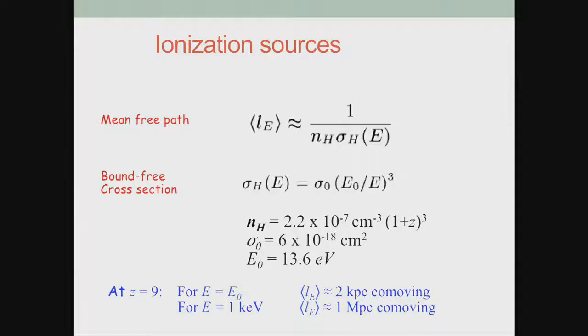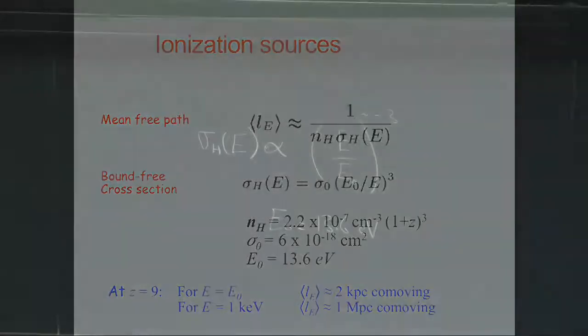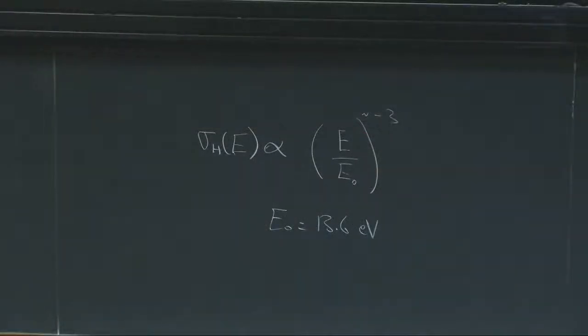for Lyman alpha absorption. Now, the absorption cross-section is energy dependent, and it roughly goes like energy to the minus 3. In other words, sigma of H as a function of energy is proportional to E over E0 to the power of roughly minus 3, where E0 is 13.6 electron volts. The number is not exactly minus 3, it's roughly minus 3.